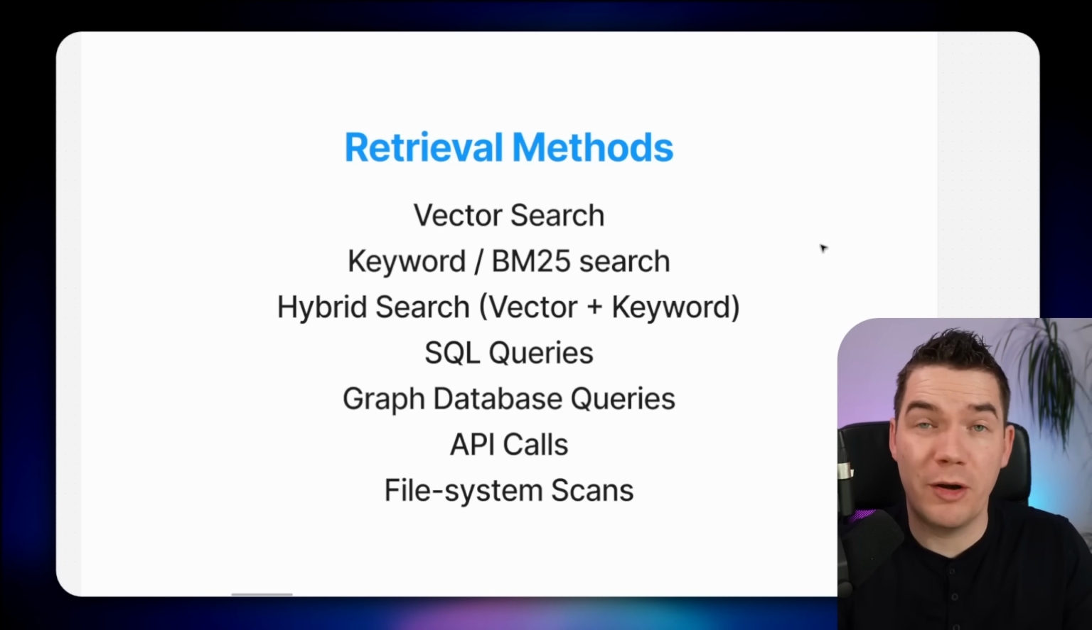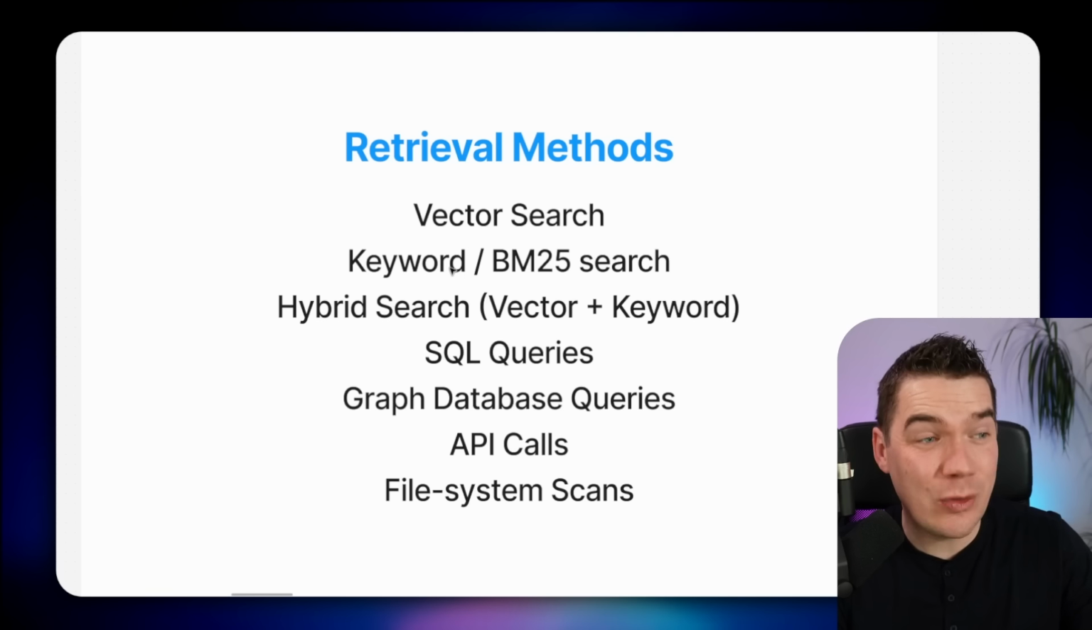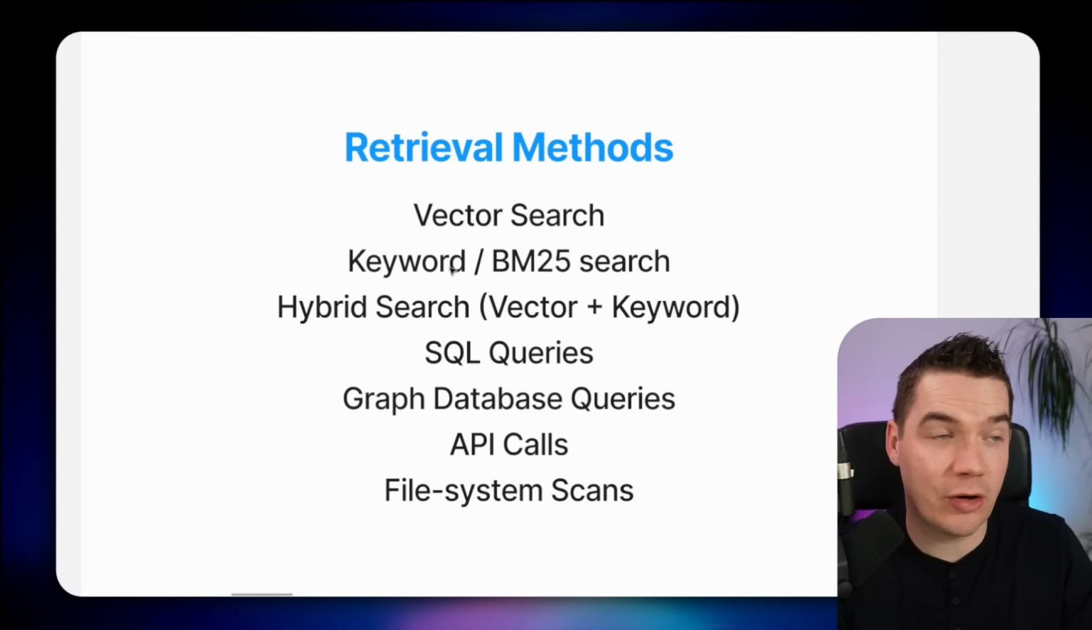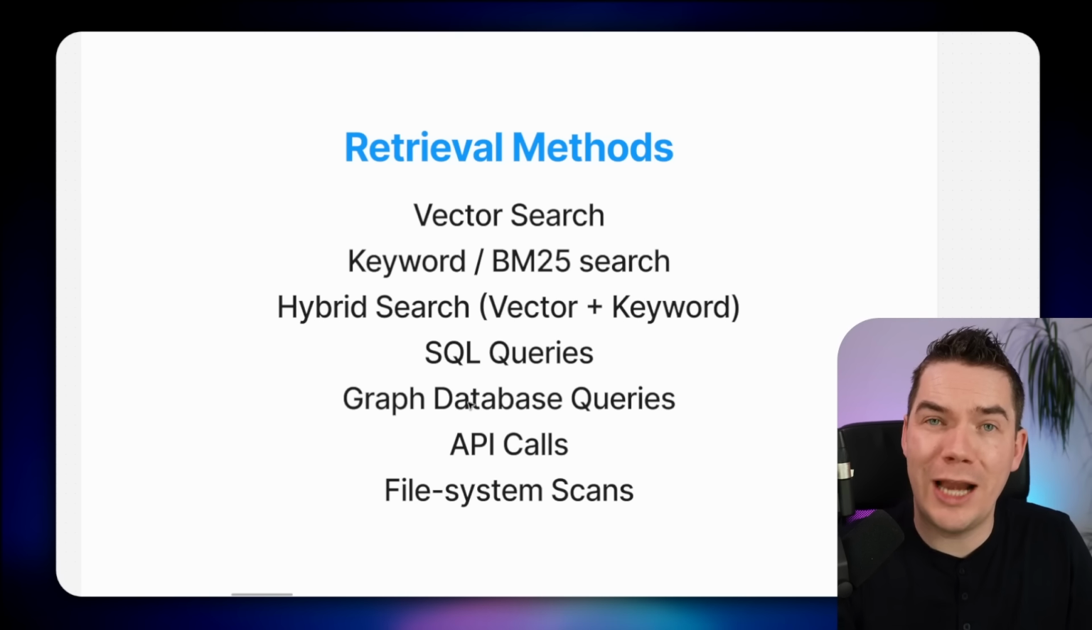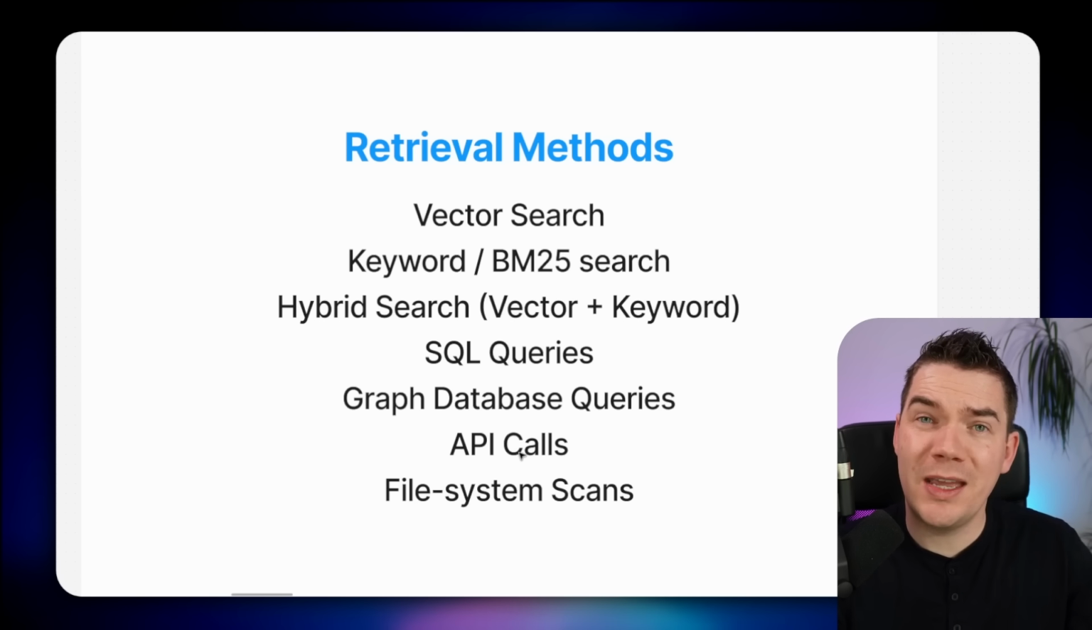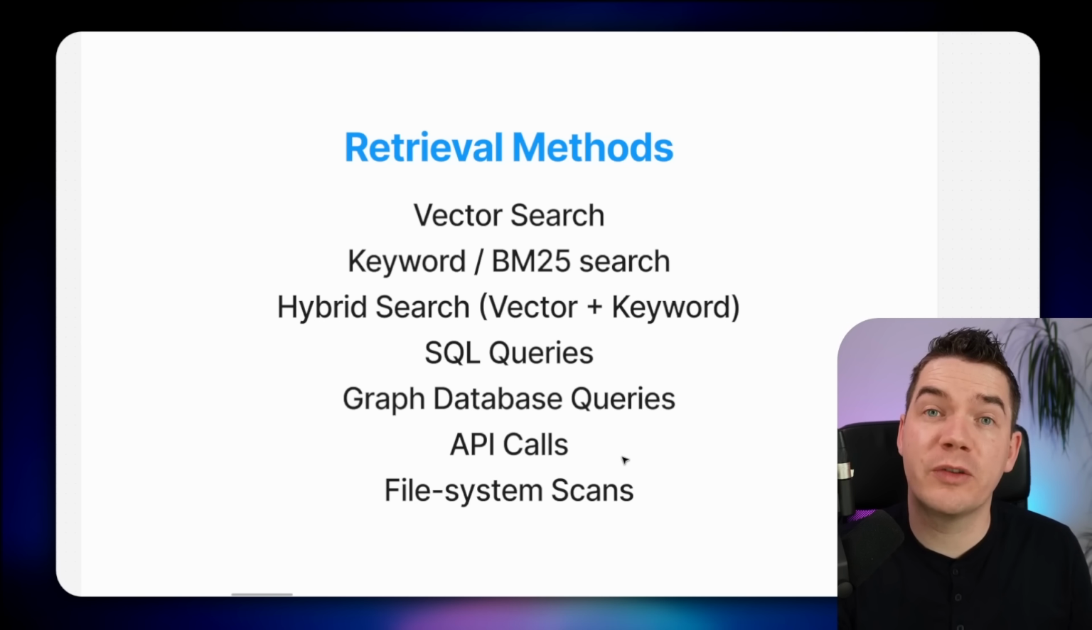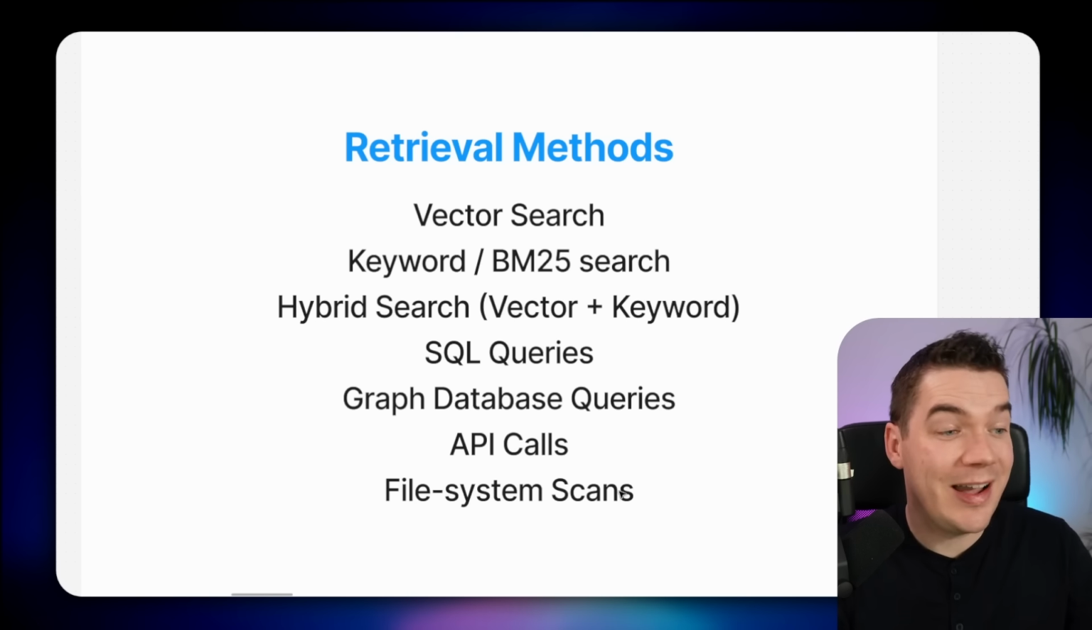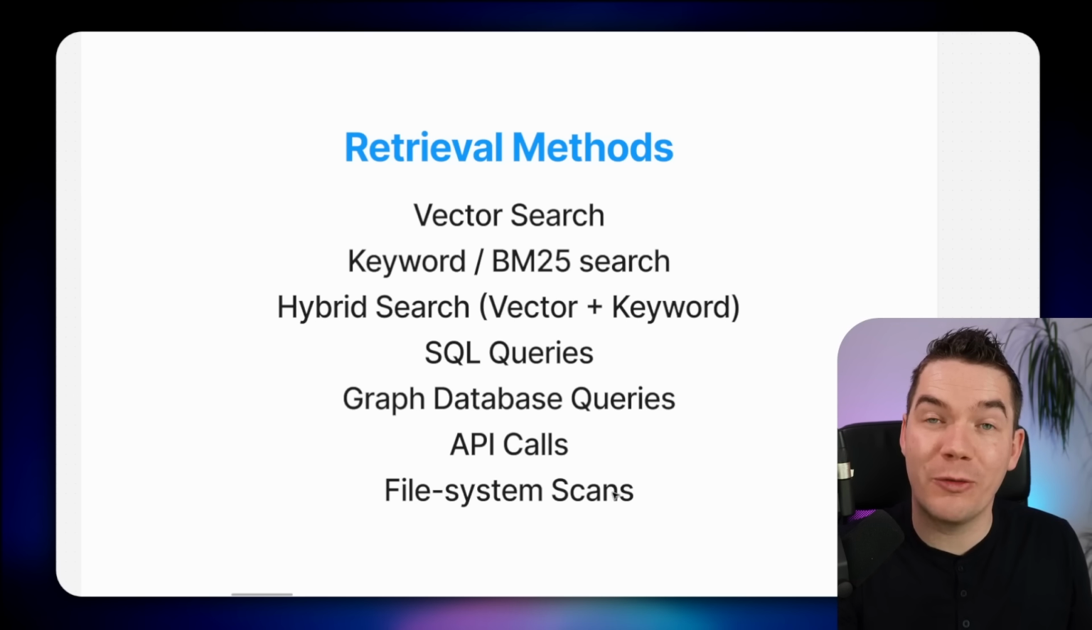And this is why there are an array of retrieval methods that you can leverage for different types of questions. Vector search we've spoken about, but if you need exactness, keyword search, pattern matching is a great approach. SQL queries for structured data searches, graph databases for relationships and concepts, API calls if you need to retrieve information from other software systems, file system scans if you need to grab information from disk.